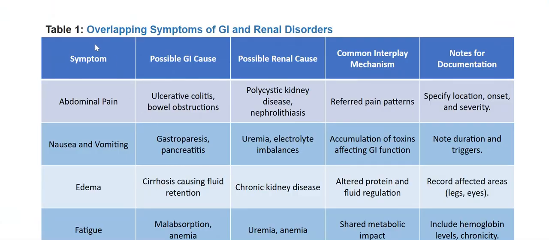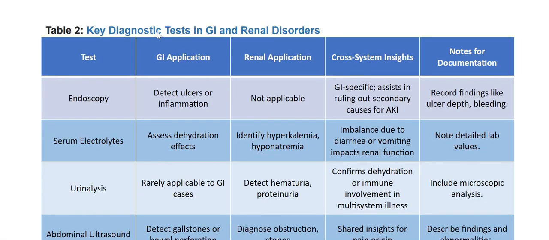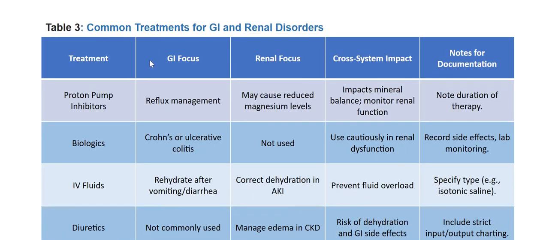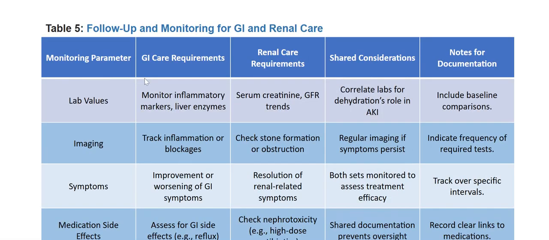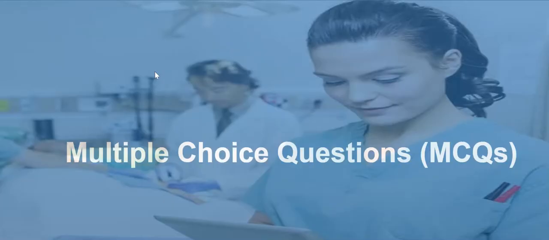Summary tables next. Here we have a table on overlapping symptoms of GI and renal disorders. Table on key diagnostic tests in GI and renal disorders. Table on common treatments for GI and renal disorders. Table on nutritional considerations for GI and renal disorders. Table on follow-up and monitoring for GI and renal care. Then we will revise what we have covered through this lecture via some MCQs, or multiple choice questions.